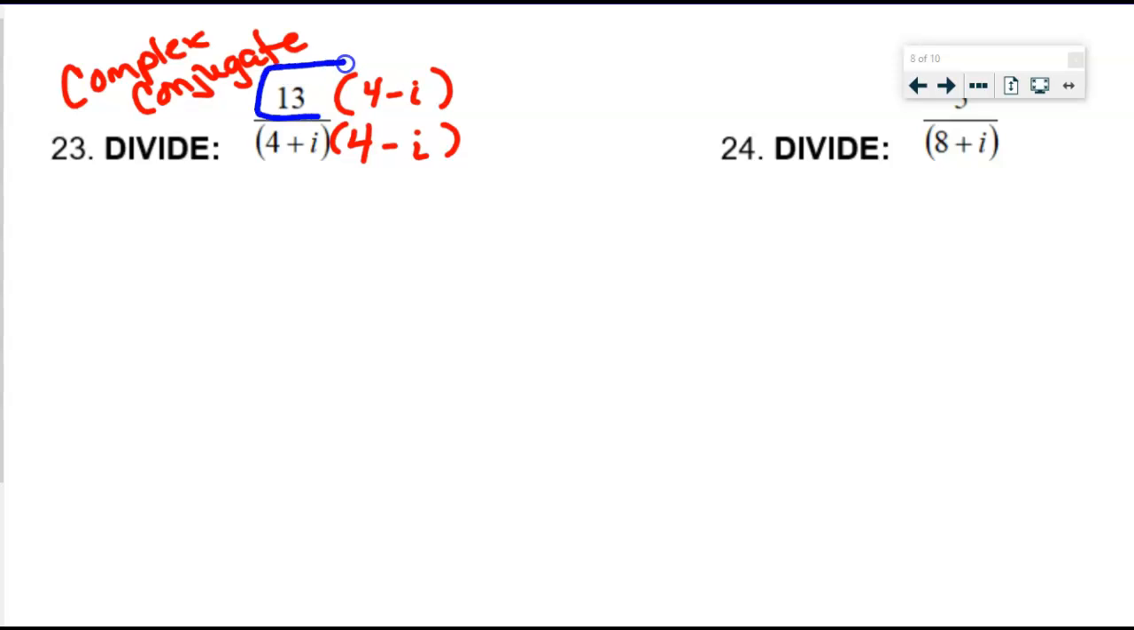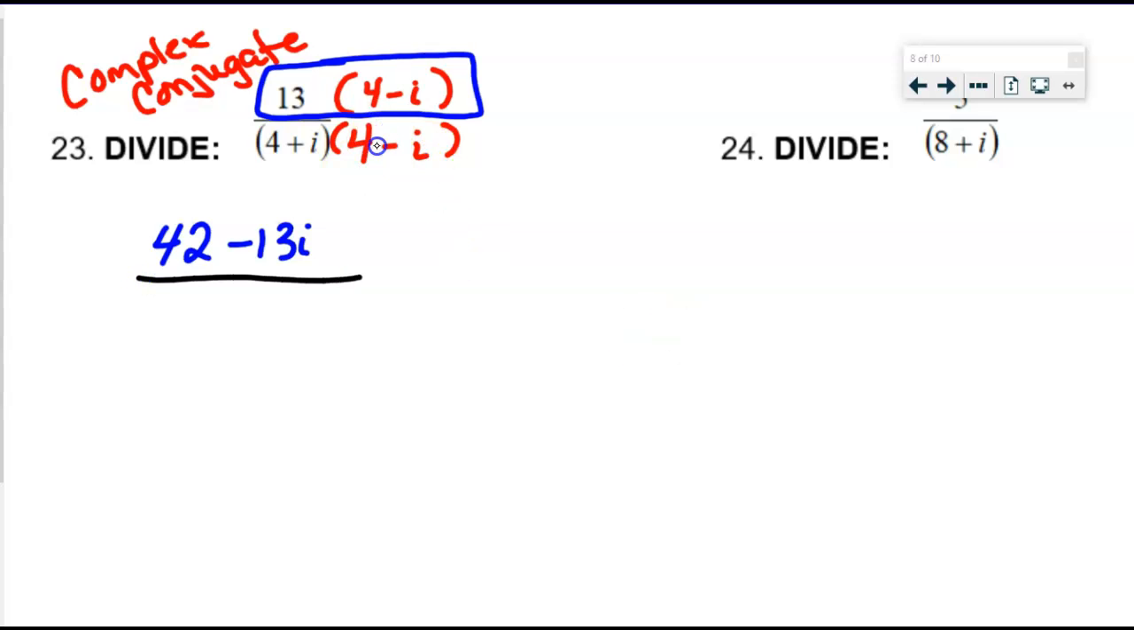So what you end up with is a multiplication problem up here in the numerator. This distributes and becomes a 42 minus 13i. And then down in the denominator, you get this kind of elaborate foiling problem, but some cool things happen. So 4 times 4 is a 16.